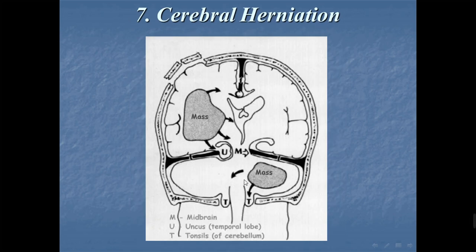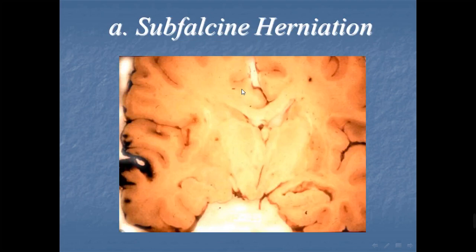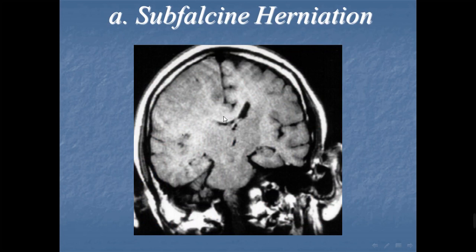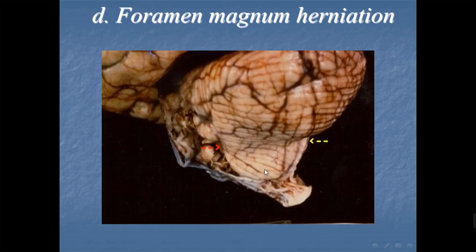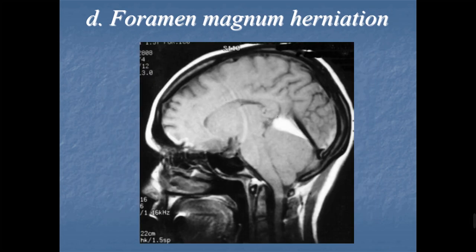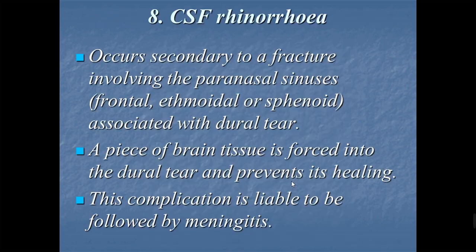The same presentation as well, and there's the subfalcine herniation to the other side, shown also by this MRI. Also, this is the uncal herniation, and this is uncal herniation. This is the cerebellar tonsil herniation. As I told you, this is the limit of the normal cerebellum. This is protruding or herniating through the foramen magnum. This is a post-mortem specimen. Foramen magnum herniation also. You can see it just like this, because normally this is the limit, and this is considered herniation.